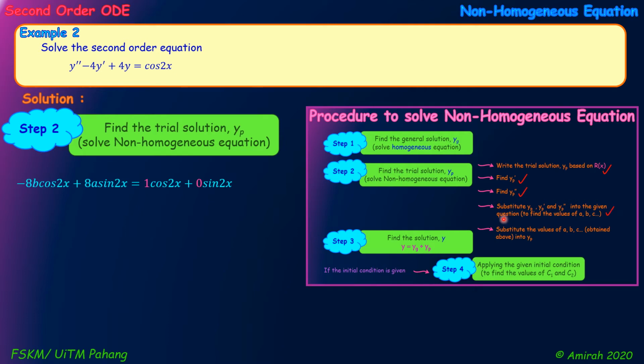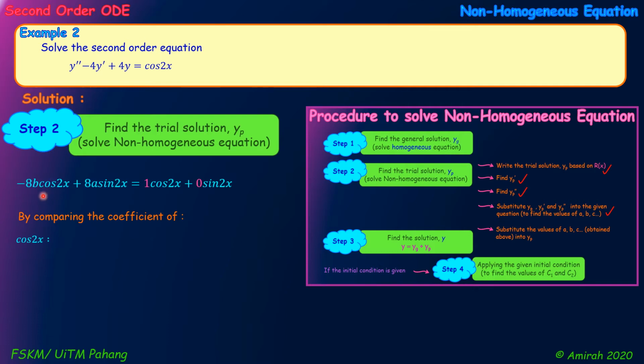We are now in the step to substitute yp, yp prime and yp double prime into the given question to find the values of a, b, and c if we have c. But now we only have a and b. So now we are in the step of finding the values of a and b, by comparing the coefficient of cos 2x.